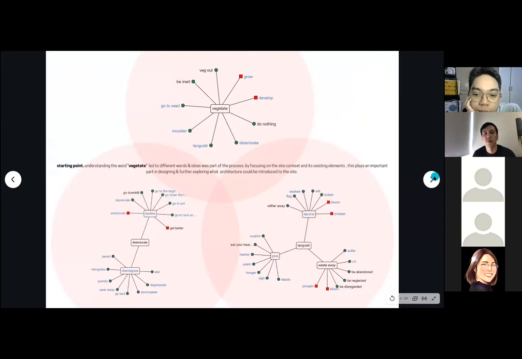I'll explain why I took pictures of them. Before I started, I decided to look into what vegetating means. The root word is vegetate, and I discovered that it's not just about growing plants. In fact, it's the opposite. I saw that two words, deteriorate and languish, were present. These are its meanings, shown like a word map.